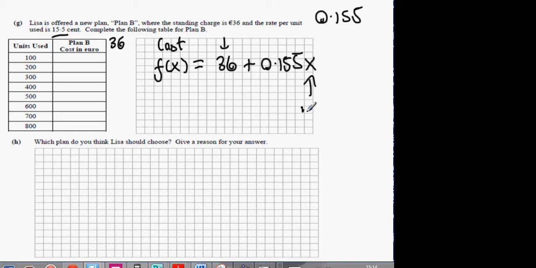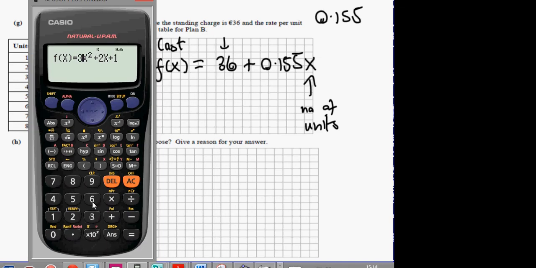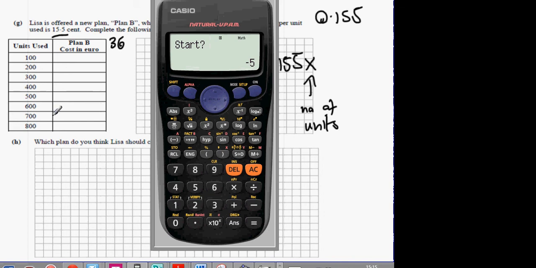And what am I going to let x equal? X is going to be my number of units. Now what do you think I'm going to do now to save myself time? Anybody know? I'm going to use this as my function. I'm going to do 36 plus 0.155 times x. Will it not be plus x instead of times x? No, because it's your cost per unit multiplied by the number of units you're using. That's why it's multiplied. Now, where's our start, guys? What do we start at? 100, and we end at 800.